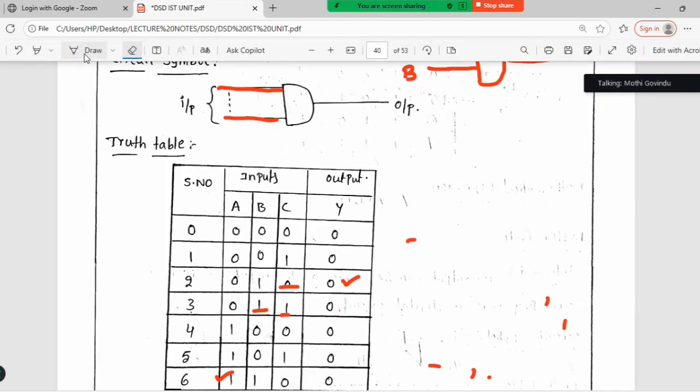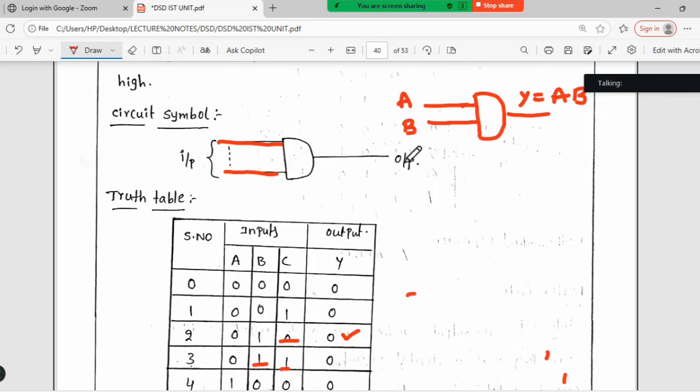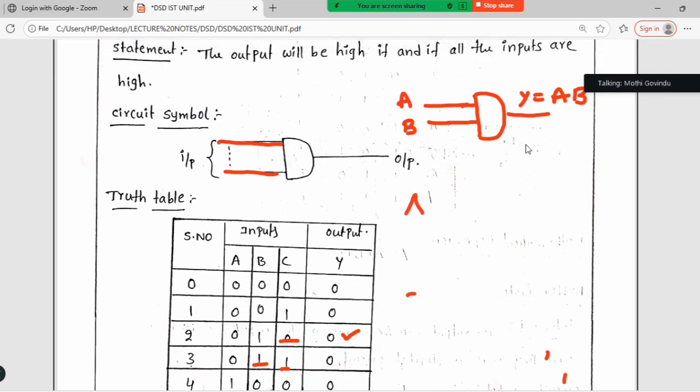For example, you will take a 2 input AND gate. This is a 2 input AND gate. The inputs are a and b. So two inputs are there. Now how many combinations? 4 combinations.